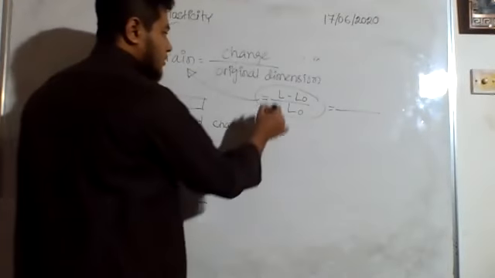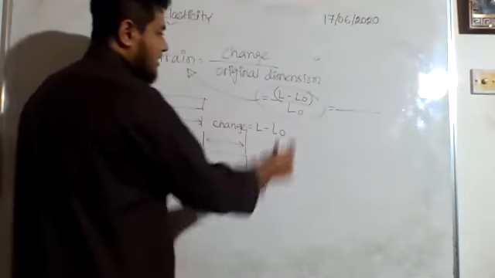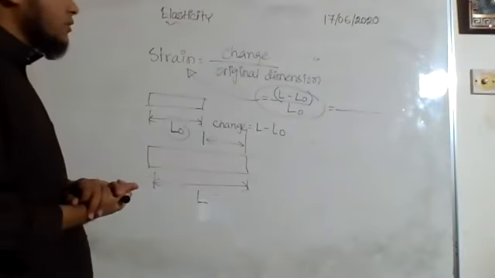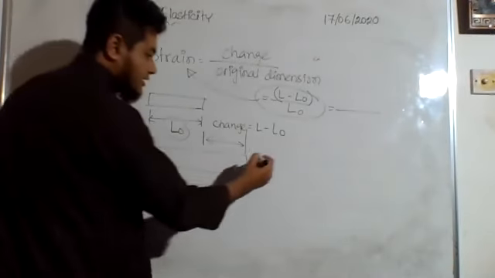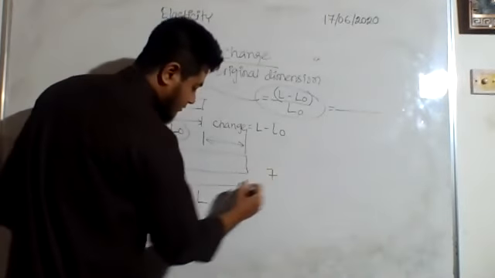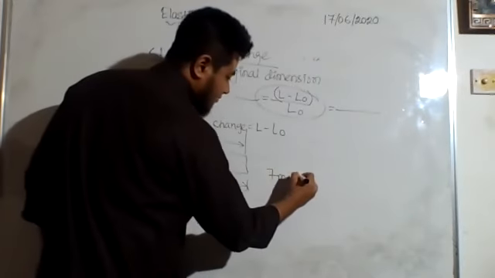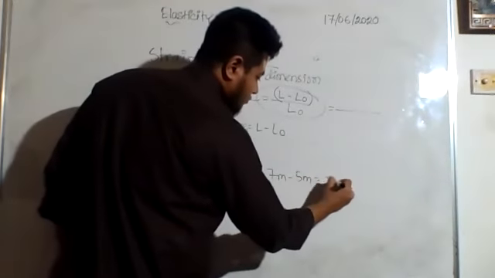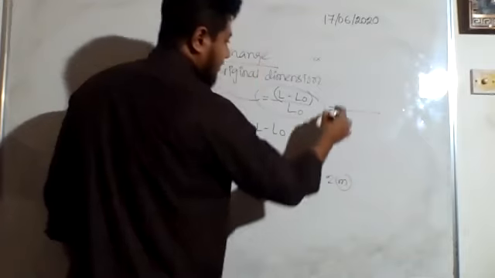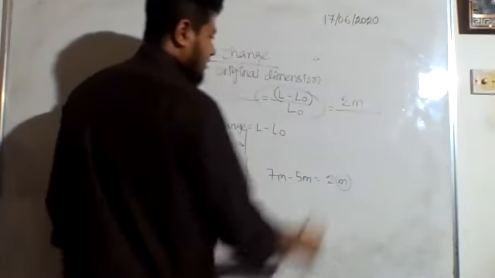Okay, so look, this is L minus L naught. So L minus L naught will give me a meter, right? Let us say this L is 7 meter and this L naught is 5 meter. So 7 meter minus 5 meter is going to give me 2 meter, right? So I will get a value of 2 meter here.